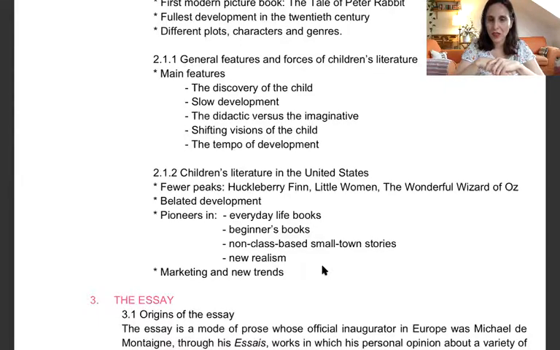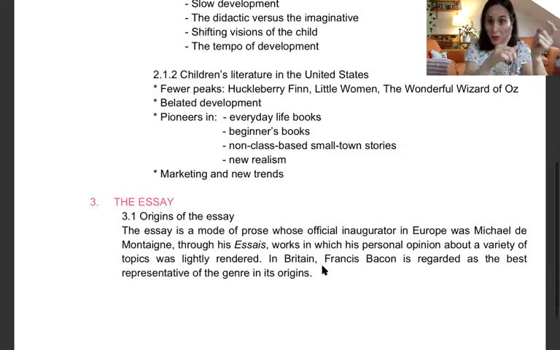Marketing and new trends. I'm just telling you things that you would consider when thinking about the novella. So you could go and find your own opinion and your own way of developing this point. That was the second point of this unit. And now the third point of this unit is the essay, origins of the essay.